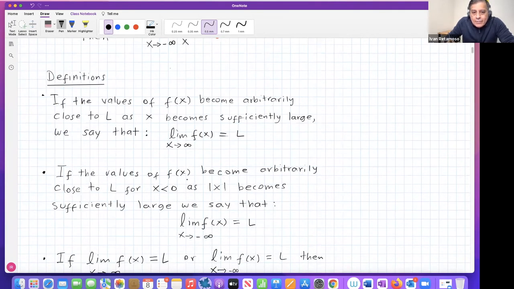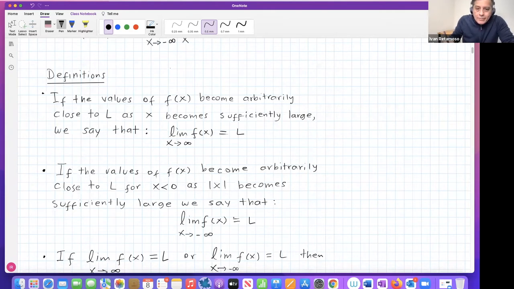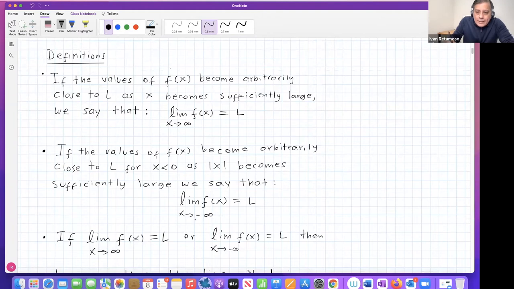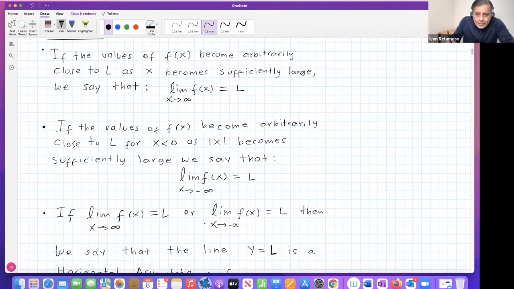Similarly, if the values of f of x, the output values, become arbitrarily close to some real number L, in our case that L was zero, for x smaller than zero, right? As the absolute value becomes sufficiently large, but in this case, since we are going the opposite direction, we have to be careful. For x less than zero, as the absolute value becomes sufficiently large, going to minus infinity, we will say that the limit of the function f of x as x approaches negative infinity equals L. Now, if this matches with this, then we will say that the limit at plus minus infinity exists, but that's coming next.